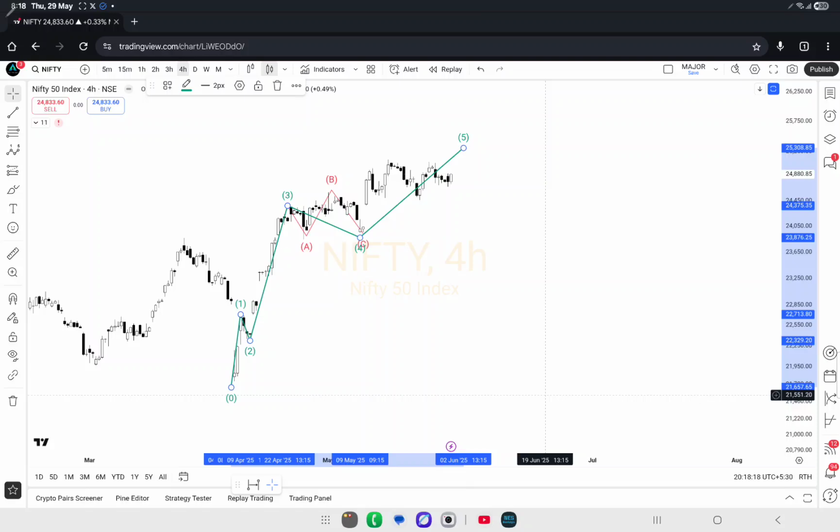Okay. In the next chapter, we will discuss the types of correction and what Fibonacci levels we are going to take generally in case of each wave. Right. See you. Have a great week ahead.